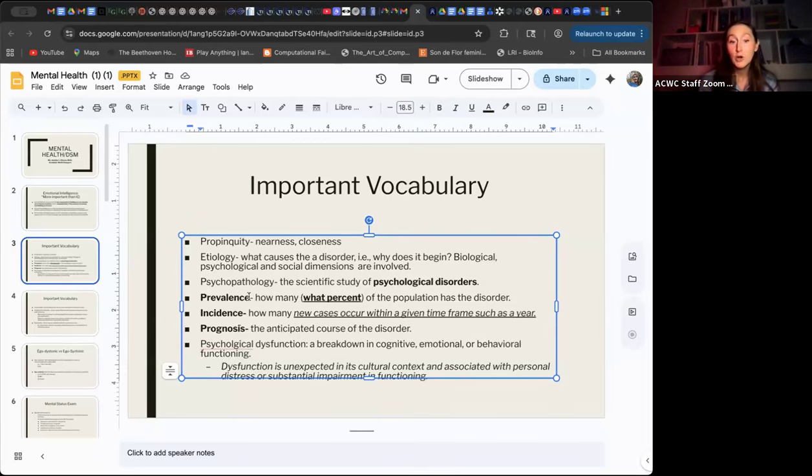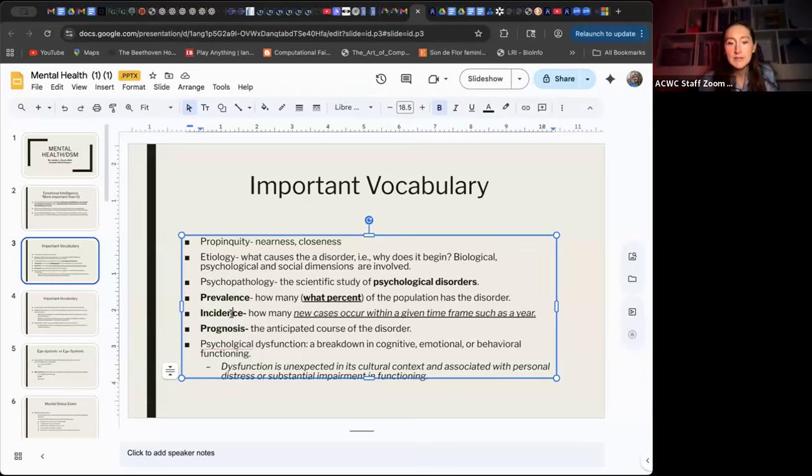Now, these words right here are bolded for a good reason. They are really commonly tested. These right here are really important. The prevalence is what percent of the population has the disorder. It could be what's the prevalence of depression in the US, but it could also be what's the prevalence of depression at this university, or in this community here. So it can be in different places.